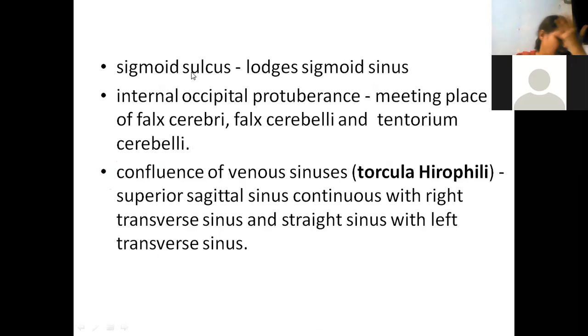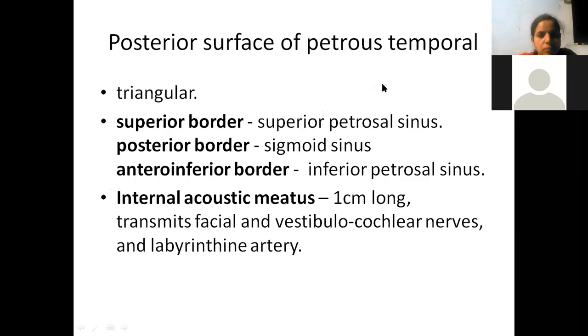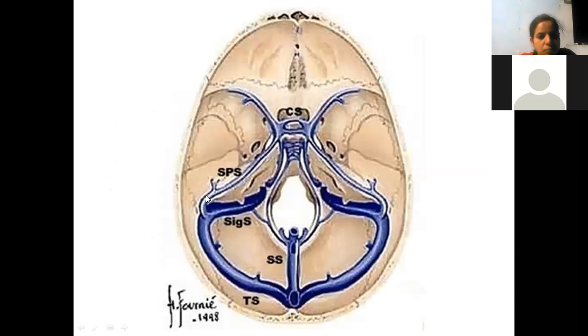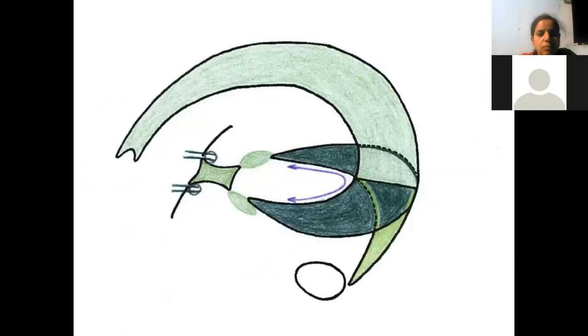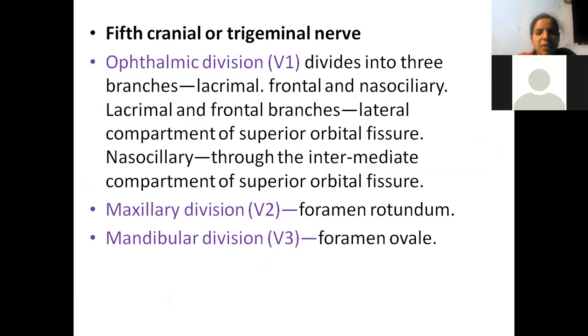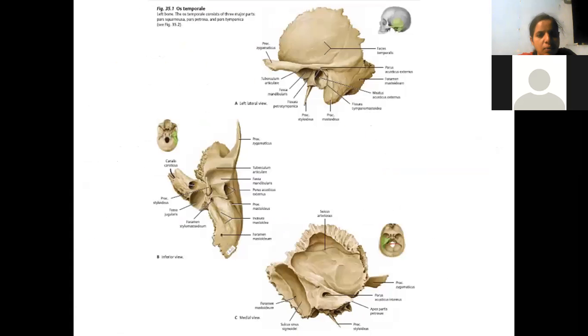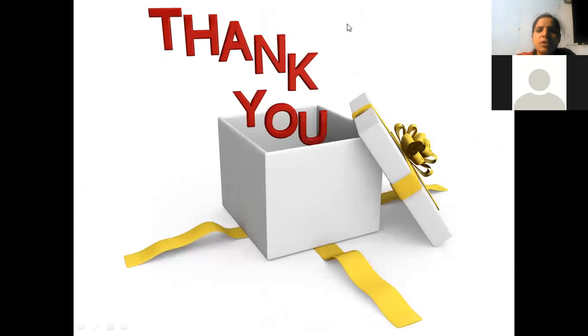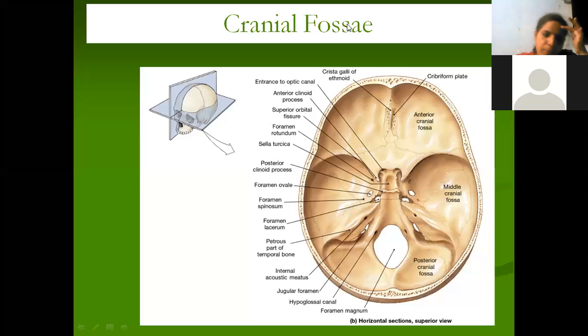Anyhow, when we do the dural venous sinuses, we will come across all these points, but I have shown you the sigmoid sulcus and internal occipital protuberance. The confluence of venous sinuses is also called tuberculum hierophili. As for the cranial nerves, from where they are coming, we have already discussed. So that is all about the cranial cavity.